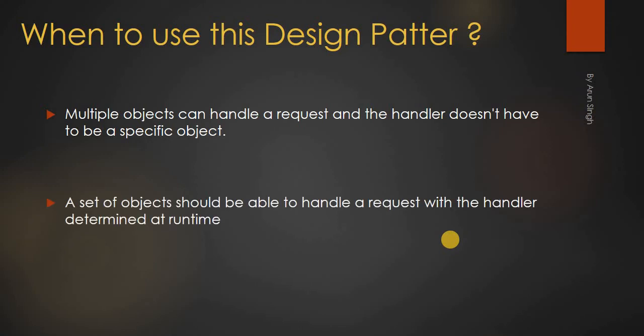A set of objects should be able to handle a request with the handler determined at runtime. At runtime only I have to determine whether I will give 2000 rupees notes, 500 rupees notes or 100 rupees notes. Why am I saying that? Let's say I don't have 2000 rupees notes and you have asked me for 3000 rupees. In this case, definitely if I have sufficient 500 rupees notes, I have to complete the request. So I will give 2000 rupees notes, and if I have sufficient 500 rupees notes, I can give those. A set of objects should be able to handle a request with the handler determined at runtime.